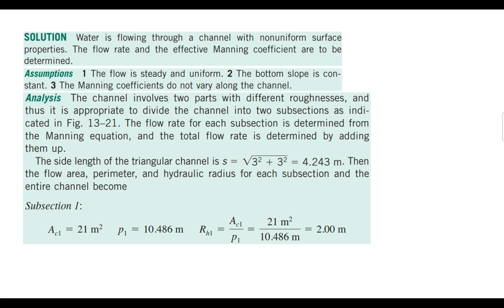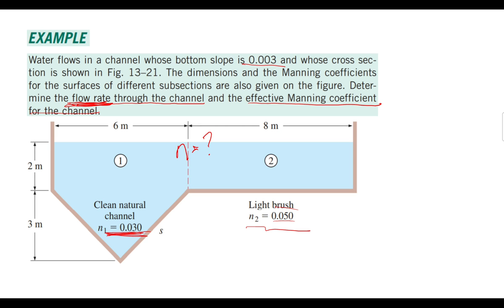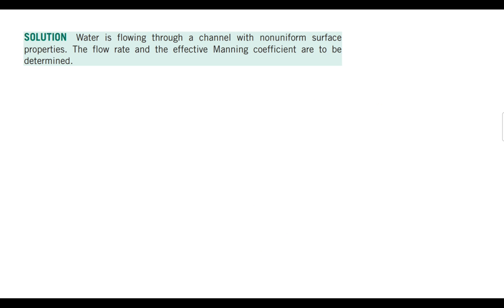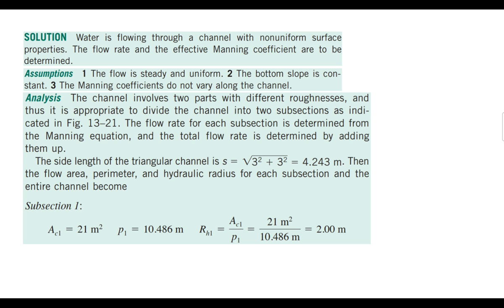So first, we must determine the area. We must first determine the length of this side. I think it is 3. So the square root of 3 squared plus 3 squared, 9 plus 9. So we can determine the value of S. So it is equal to 4.24.